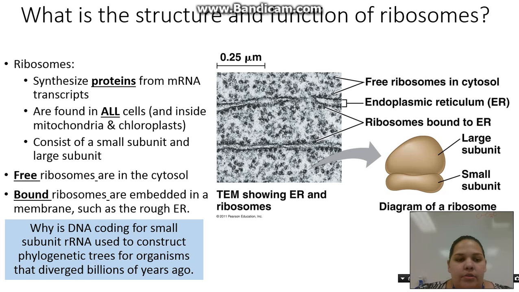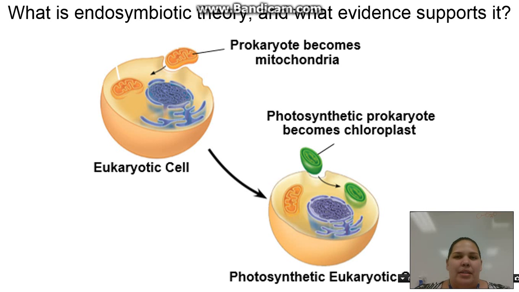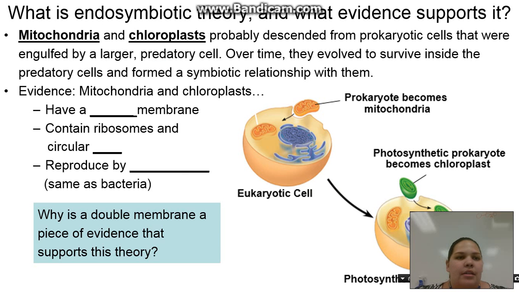Free ribosomes float around in the cytosol, whereas bound ribosomes are embedded in the membrane, such as on the rough ER. So why is DNA coding for a small subunit rRNA used to construct phylogenetic trees for organisms that diverged billions of years ago? We're actually going to go over this, and it has to do with the endosymbiotic theory and evidence that supports it.